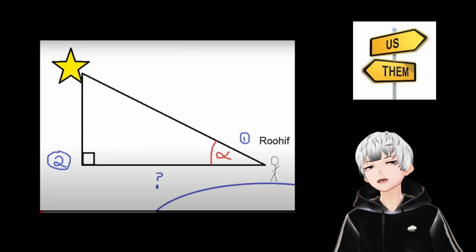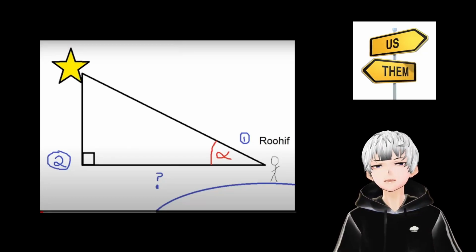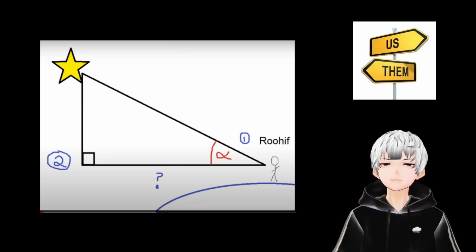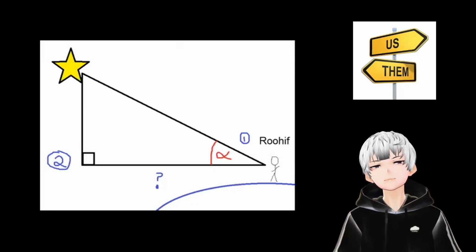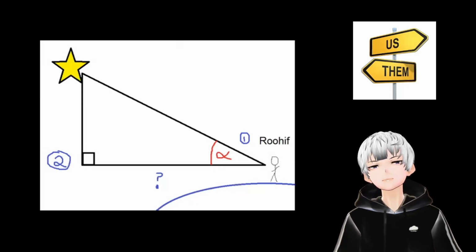Straight away, I've got a problem with the image on the screen there. It's a right angle triangle, and right angle triangles are not used in celestial navigation. A video response, Ruhif, because I want to see you commit to something stupid.